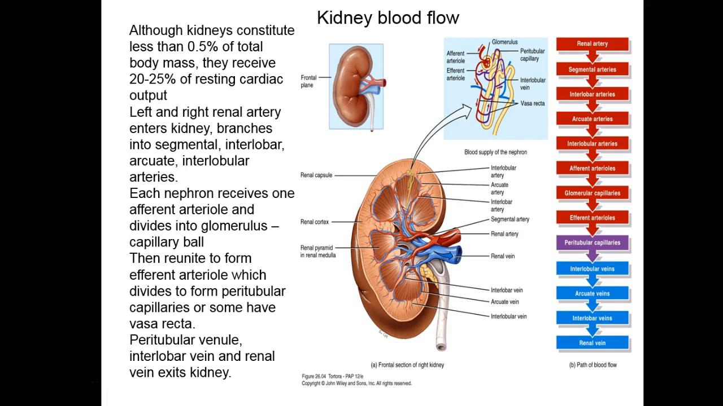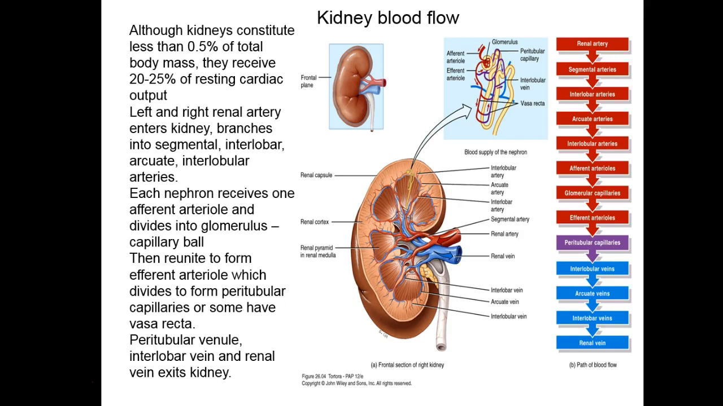Glomerular capillaries: the blood then flows through the glomerulus and back out of the glomerulus via the efferent arteriole to the peritubular capillaries, and then the same sequence where you have the interlobular veins, arcuate veins, interlobar veins, and then the renal vein. We talk about some of these individually so you get to know them a little bit better. It will just be understanding a little bit more about the sequence.